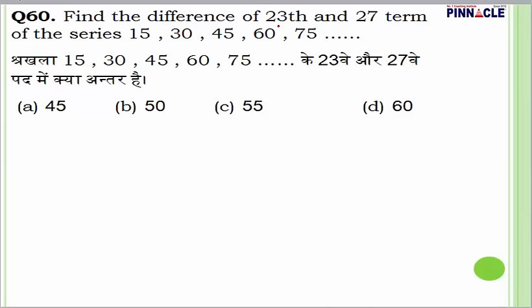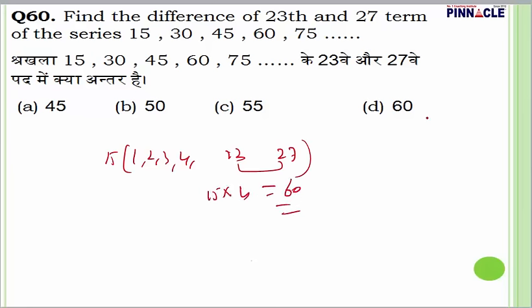Next question, question number 60. Find the difference of the 23rd and 27th term of the series 15, 30, 45, 60, 75. This is a series, and we have to find the difference of the 23rd and 27th terms. Here the series is in this format, that is 15 and 1, 2, 3, 4, 5 like this. So this would be 23 and then 27. Here the difference between 27 and 23 is 4. So 4 into 15, because 15 is common in this case, answer would be 60, answer is D.